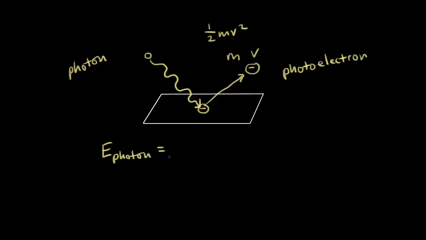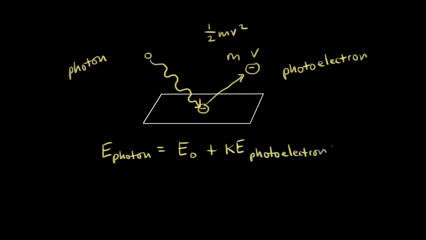Some of that energy was needed to free the electron, right? So the electron was bound, and some of the energy freed the electron. I'm going to call that E naught, the energy that freed the electron. And then the rest of that energy must have gone into the kinetic energy of the electron. And so we can write here kinetic energy of the photoelectron that was produced.